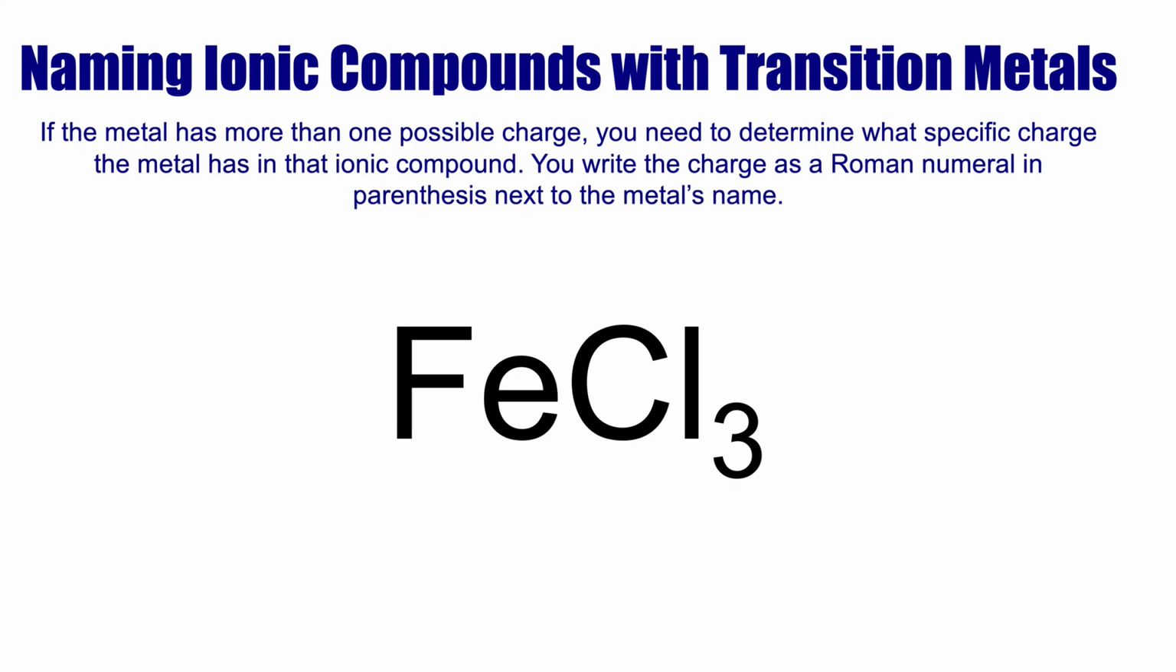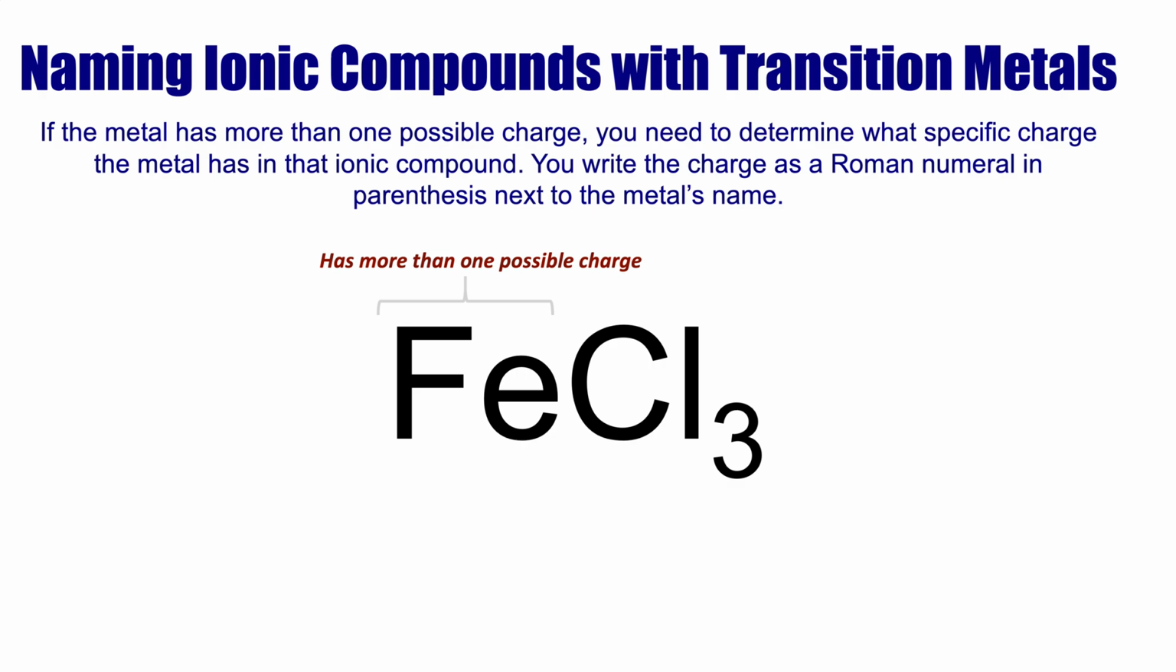So if we're looking at FeCl3, the first thing I want to ask myself is, what is it made of? We have iron, we have chlorine. Remember, the metal's name needs to stay the same. But now the question I'm going to ask myself is, does it have more than one possible charge? Iron is a transition metal that has more than one possible charge. So what that tells me is I need to put a Roman numeral in parentheses next to iron's name in the name in order to indicate which specific version is in the compound.